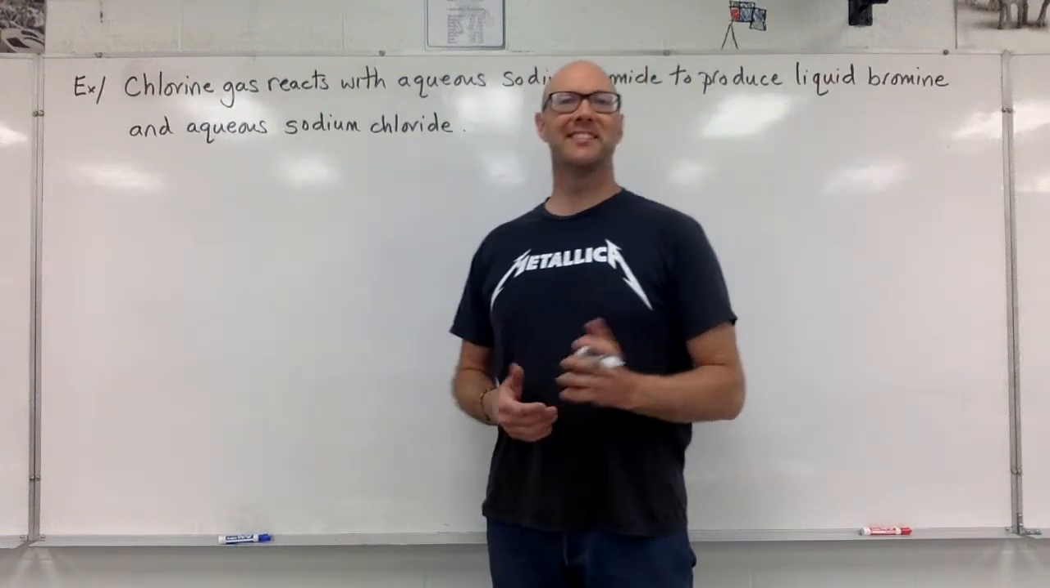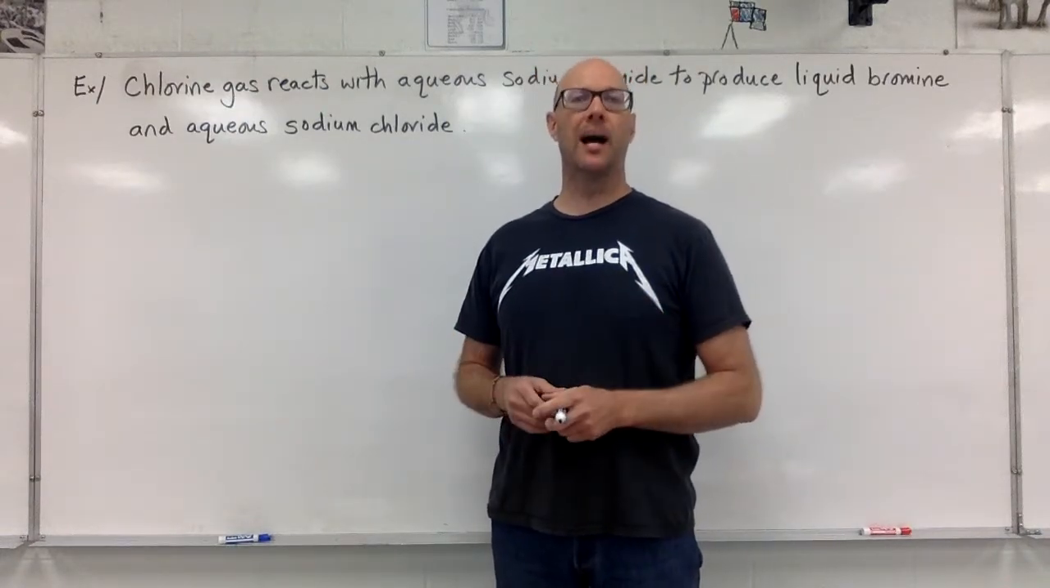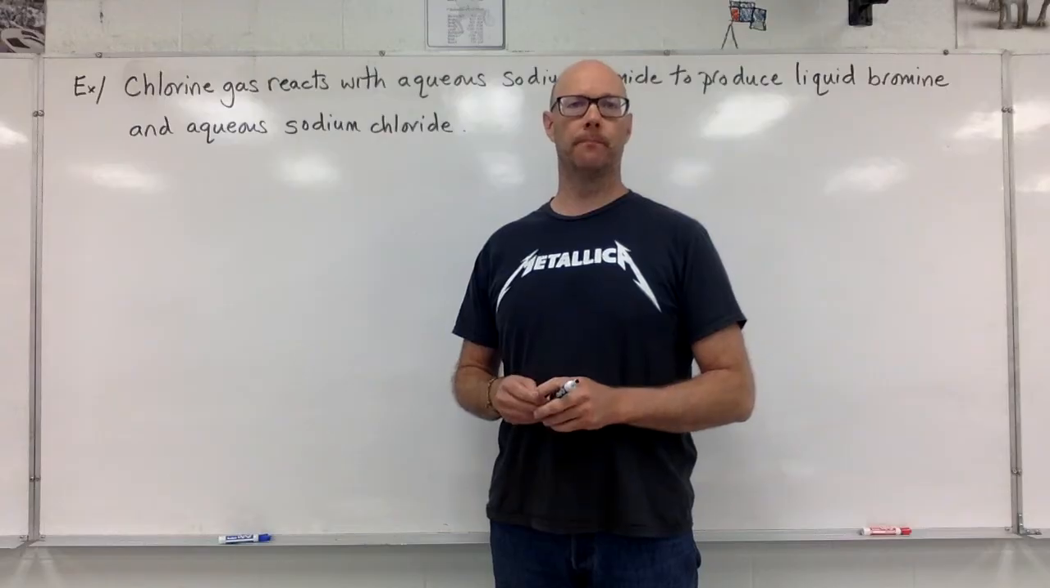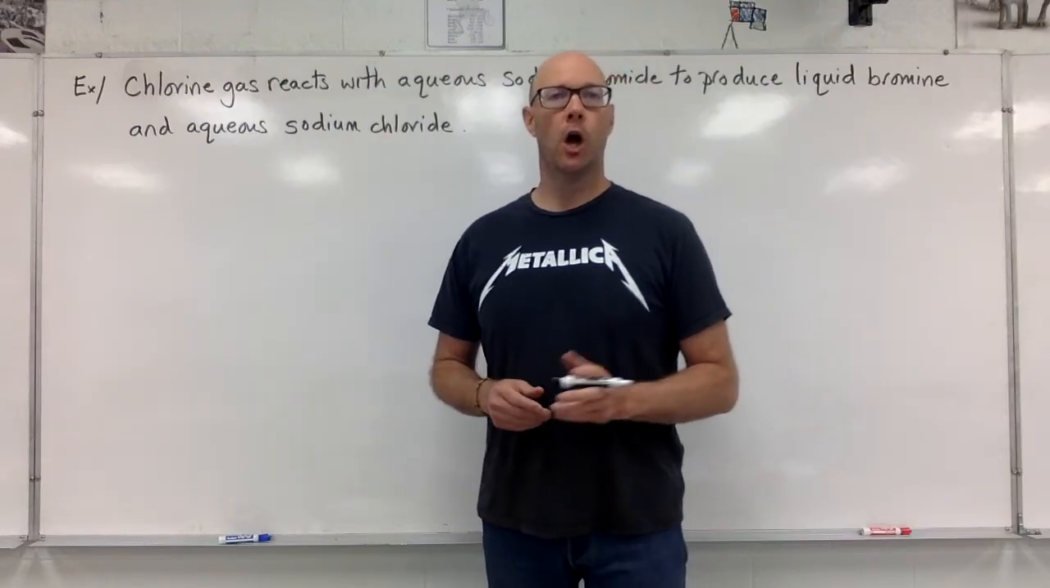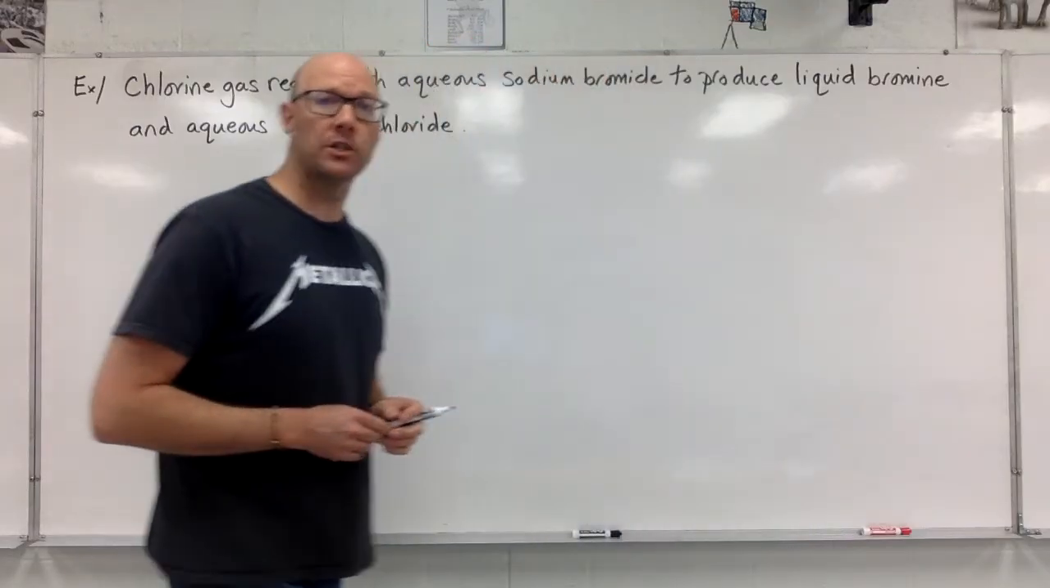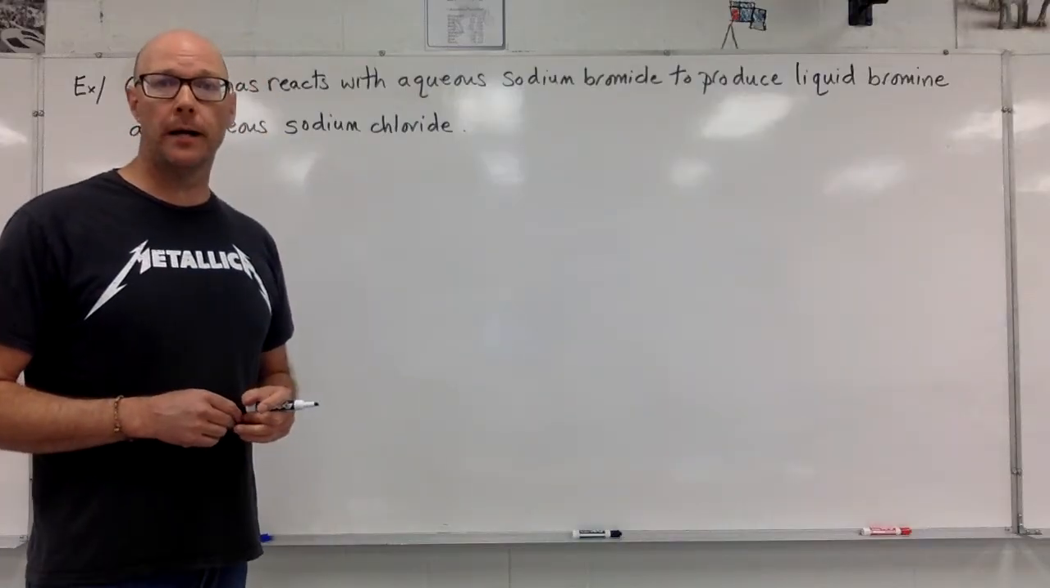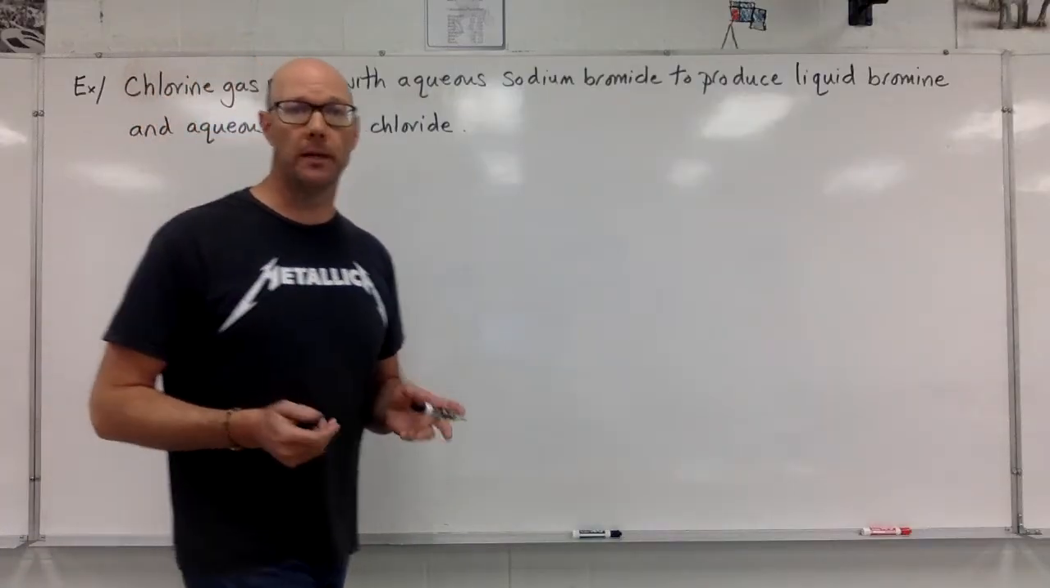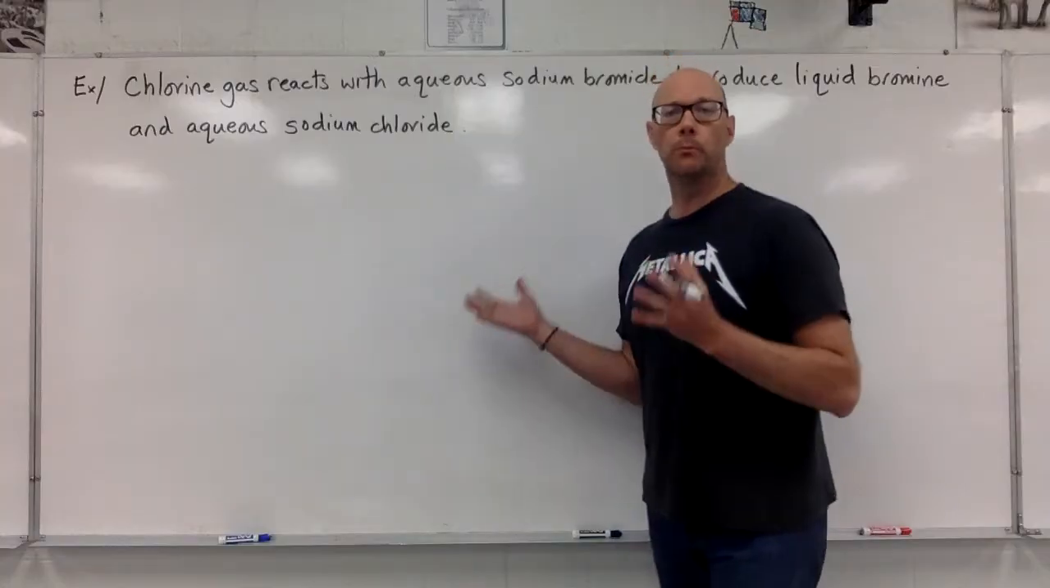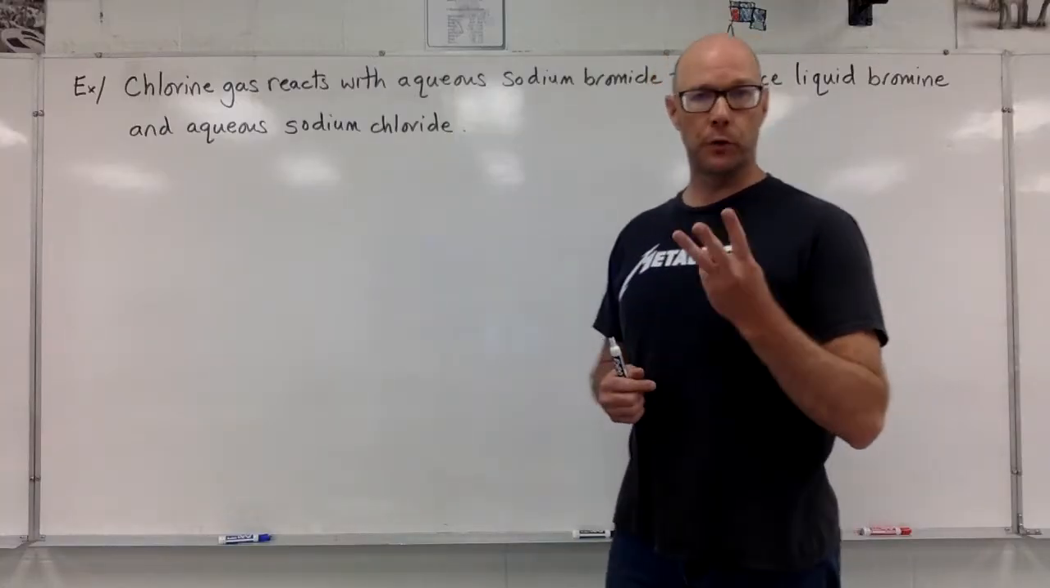Hi everyone, this is an example of how to write a net ionic equation. Here's the situation. Chlorine gas reacts with aqueous sodium bromide to produce liquid bromine and aqueous sodium chloride. We're going to follow 3 steps.